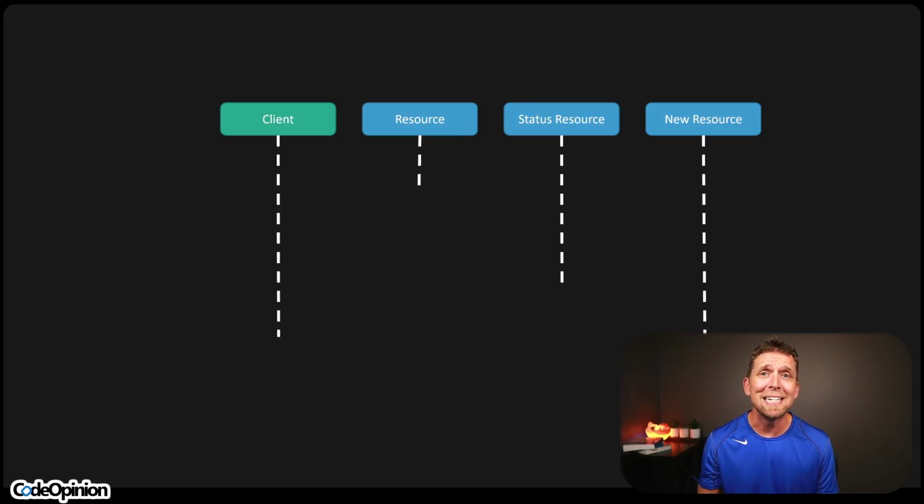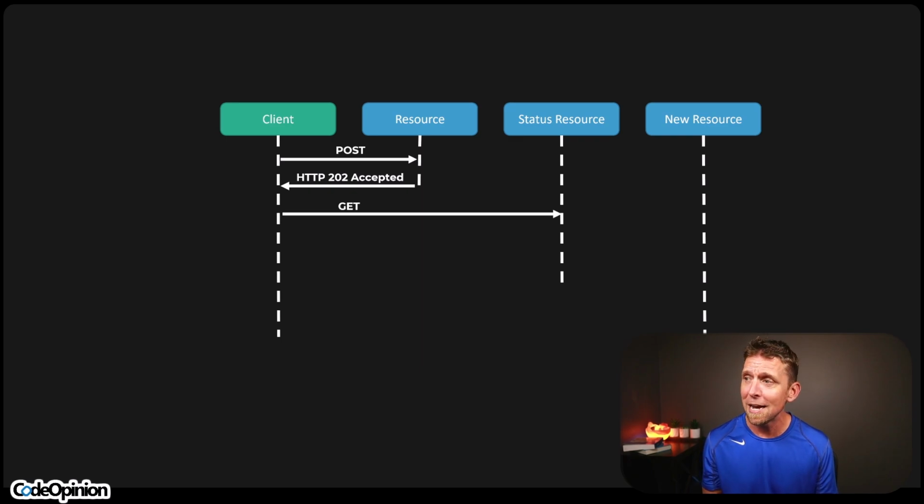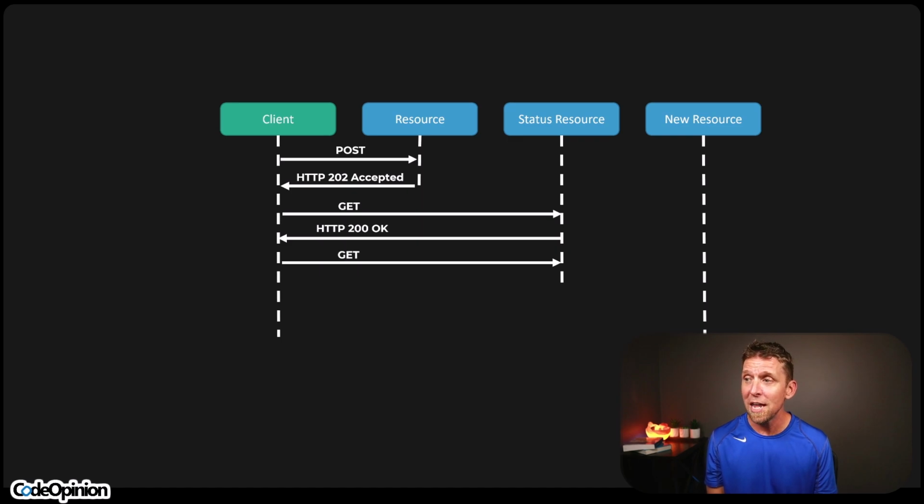But there's a pattern for that. And it's providing a status resource that can tell us when the operation is completed. So we make that initial post request and we get returned back a 202 Accepted with the location header of that status resource. So we can basically fetch that status resource. It may return to us a 200 OK because it's actually not completed yet. So then we fetch again and then we get back now that it's completed, whatever that long running thing was.